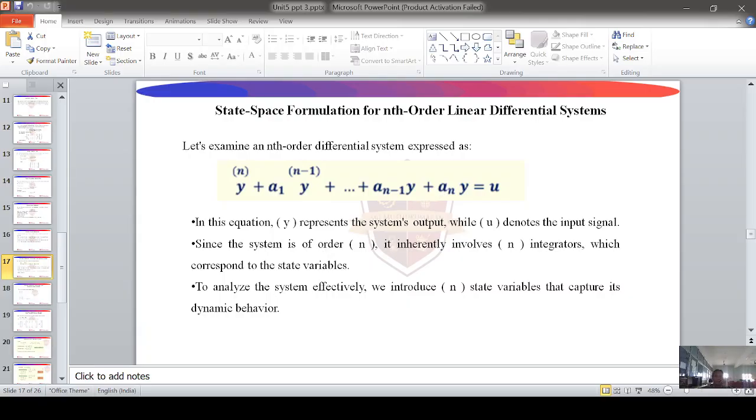Then the state space formulation for nth order linear differential equations. Let's examine an nth order differential system expressed as y to the n plus a1 y to the n minus 1 till an minus 1 y dot plus an y is equal to u. Here y represents the system output, u denotes the input signal, n is the order of the system, and n is the number of integrators.